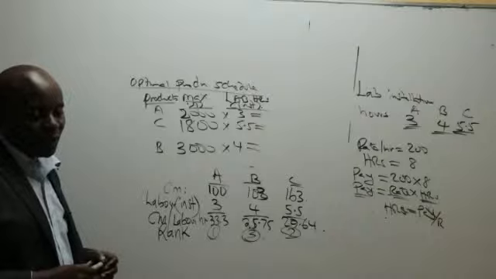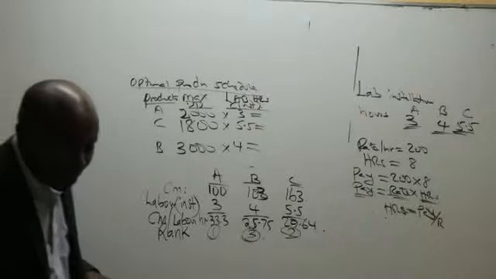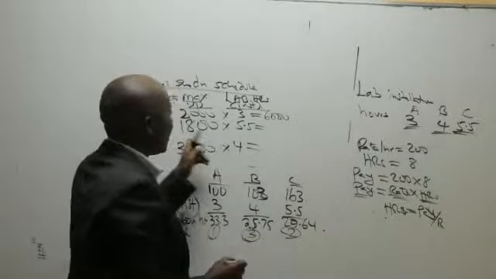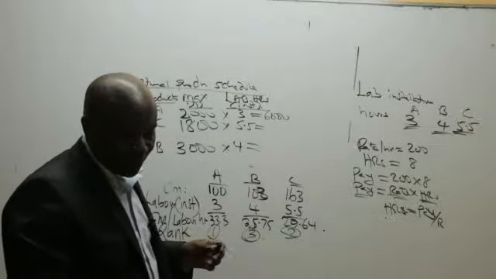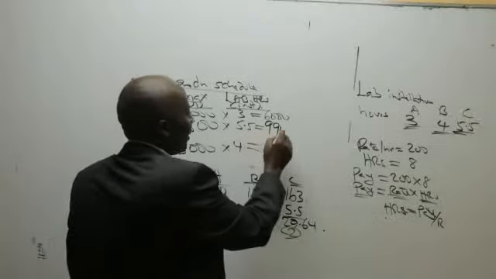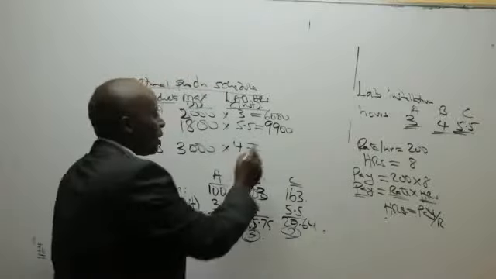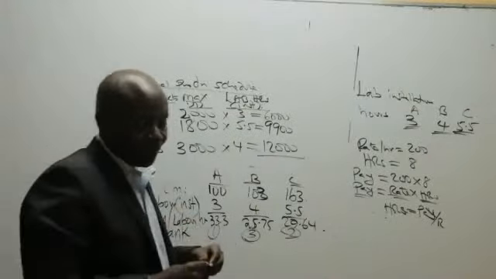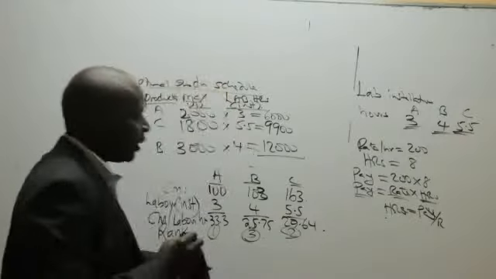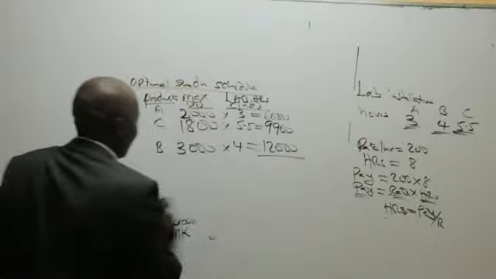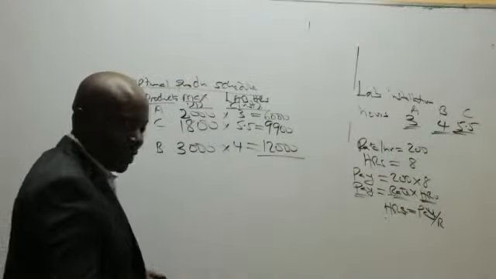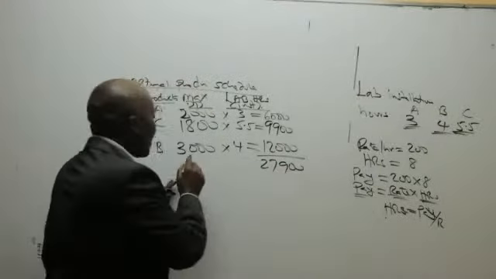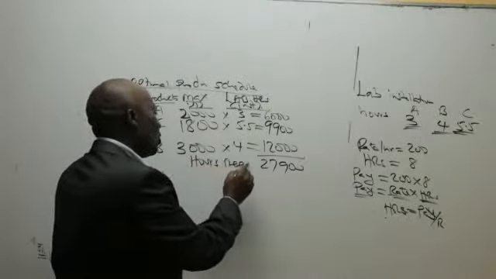So 2,000 times 3 gives me 6,000. Then we have 1,800 times 5.5, which is 9,900. And the last one will be 3,000 times 4, which gives us 12,000, isn't it? So in total, how many labor hours do we need? 27,900. These are the hours needed in total.